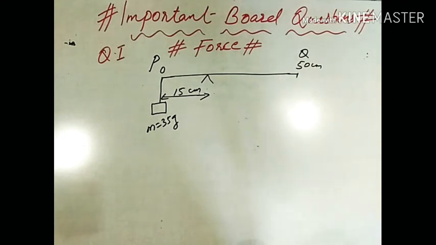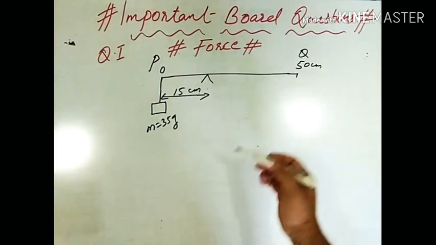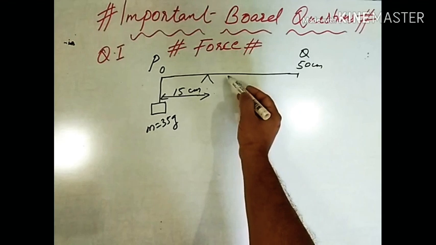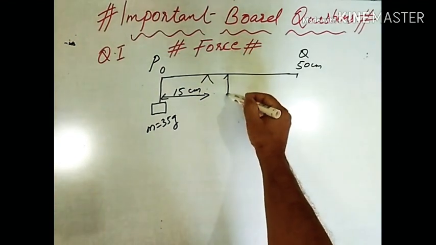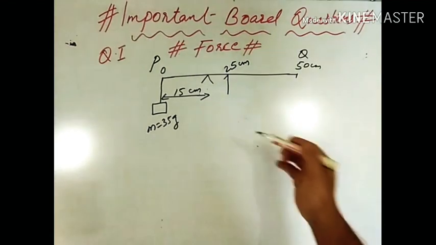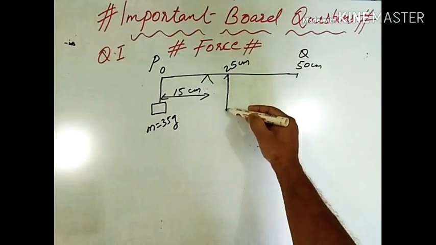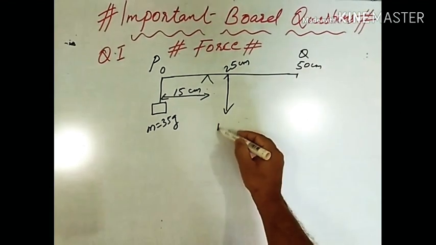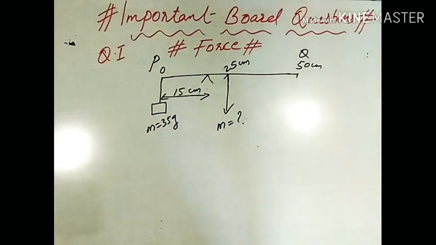Yes, sir. So where is the mass of the scale supposed to be acting? Obviously, sir, it will act at the center of gravity. Where will it lie? At the middle, at the 25 centimeter mark. That's the midpoint, the center of gravity of this meter rule, where the whole mass of the scale is supposed to be acting. So let the mass be m, with a question mark.